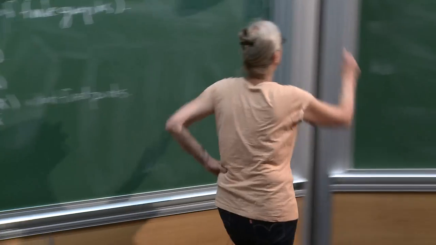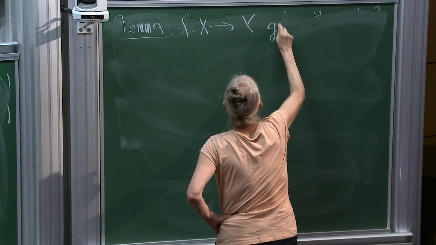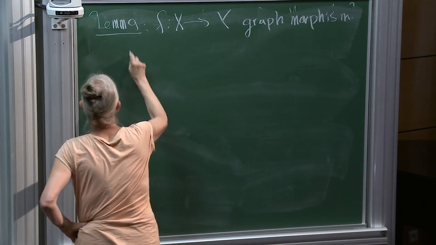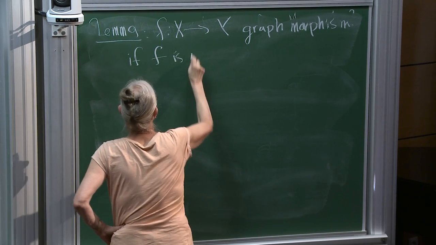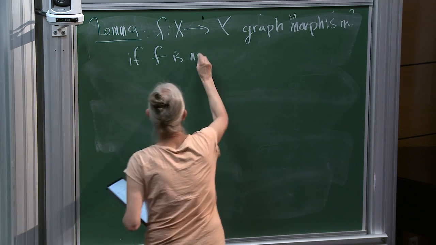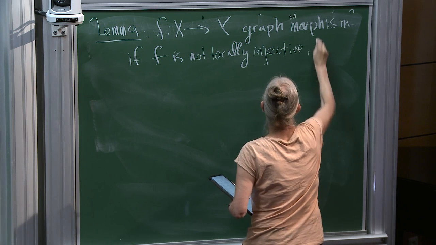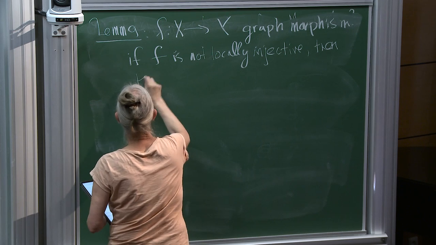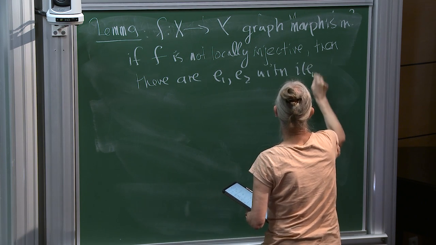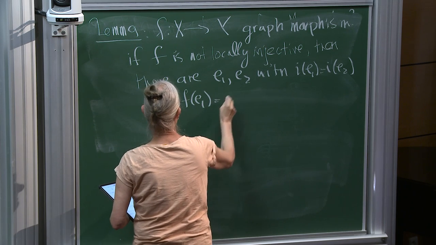Right. So here's a little lemma. Supposing you have a graph morphism f. If f is not locally injective. This is really more of an observation than a lemma. Then there are two edges with the same initial point, and f of E1 is equal to f of E2.